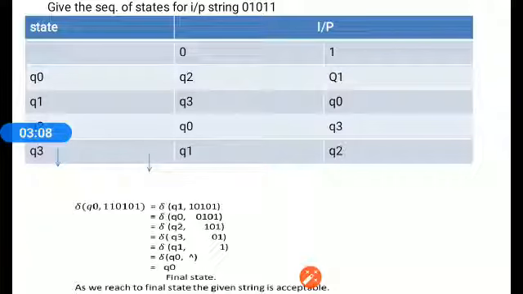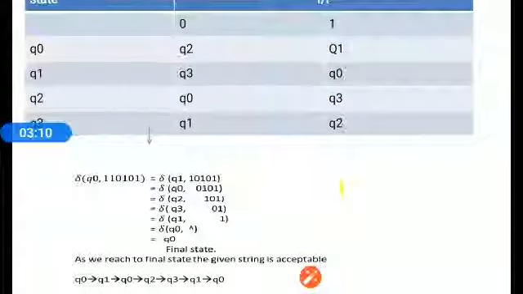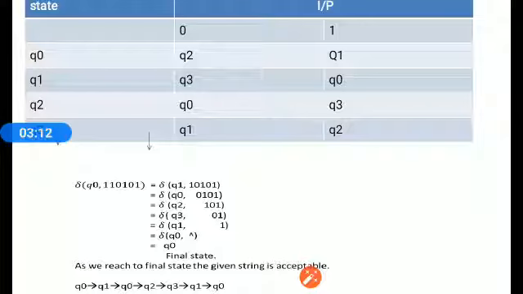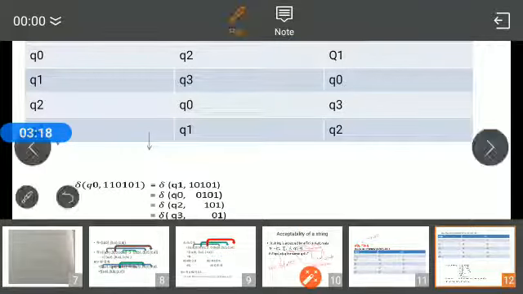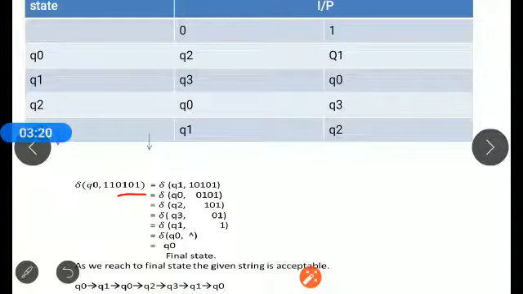Now see here in the diagram, this is the table and the string given is 110101. So how to solve the problem? δ(q0, 110101). Why do we take q0 initially? Because it is the initial state.